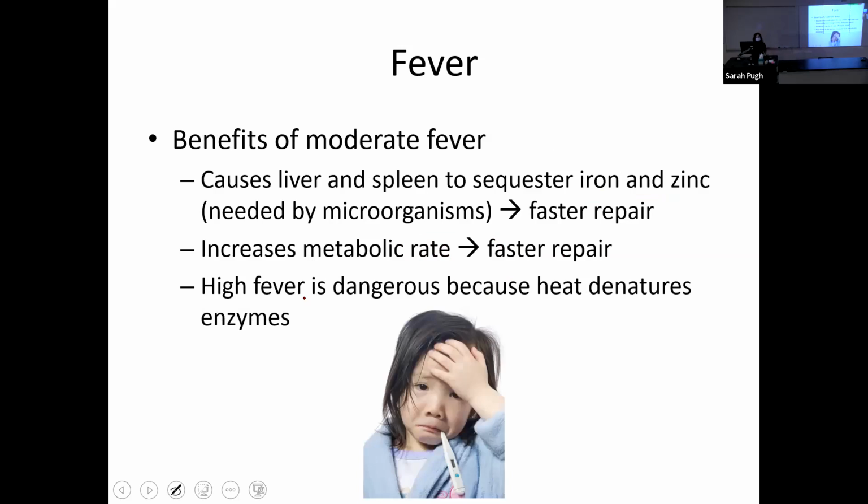It is also going to help the liver and the spleen pull up iron and zinc. These are two things that microbes need to divide. Well, if your liver and spleen pull them out of circulation, guess what microbes can't do? They can't divide. They can't go through replication. So another thing is high temperature increases your metabolic rate. This is going to help you heal faster. So having a moderately high body temperature is actually a good thing. It helps to prevent bacteria from replicating. It's also going to promote healing.